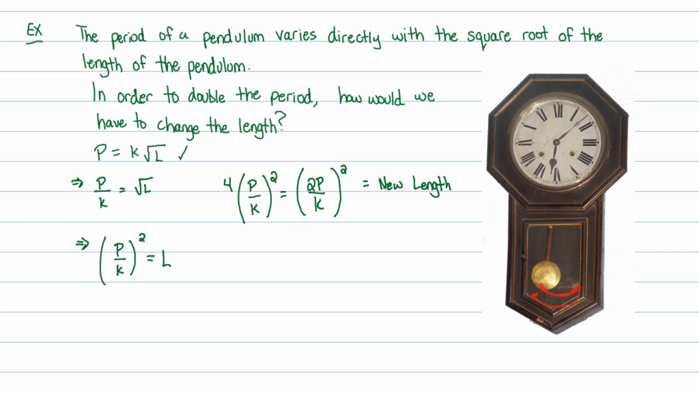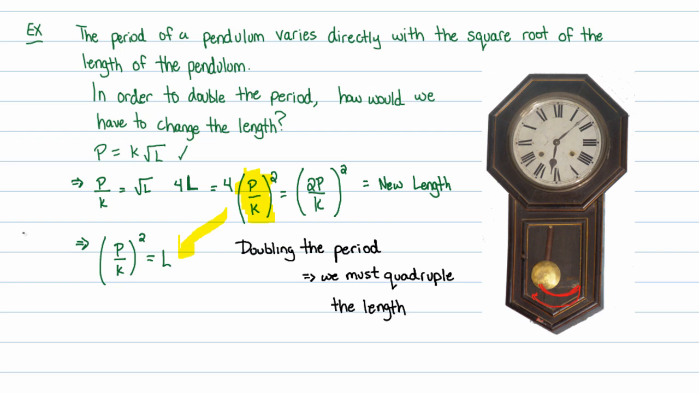If you take a look at that, the new length, if I double the period, is just going to be 4 times, well, wait a second, P over k being squared is just L. So 4 times L. And let me highlight this. If you notice, this P over k being squared right there is L. So it turns out if we double the period, we have to quadruple the length.